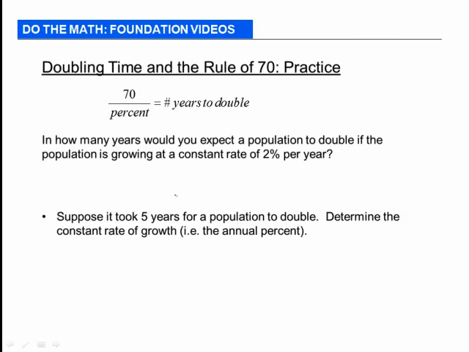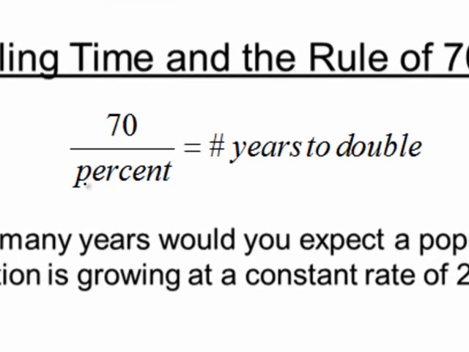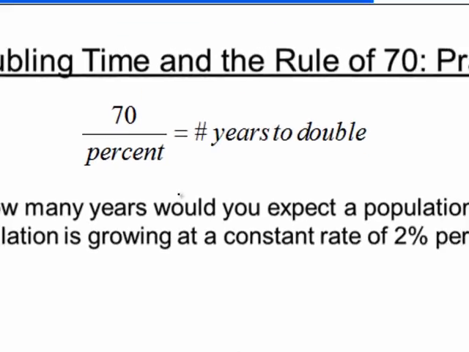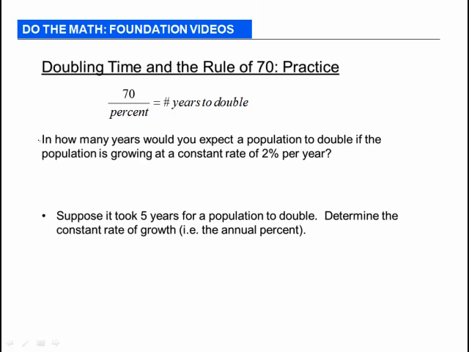All right, let's take a look at the equation before we do that. So here's a couple sample equations. Here's the 70 divided by the percentage equals the number of years to double. And so let's do some sample problems before we go to the real problem.